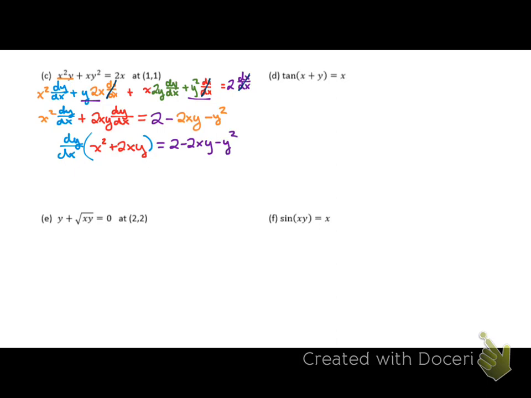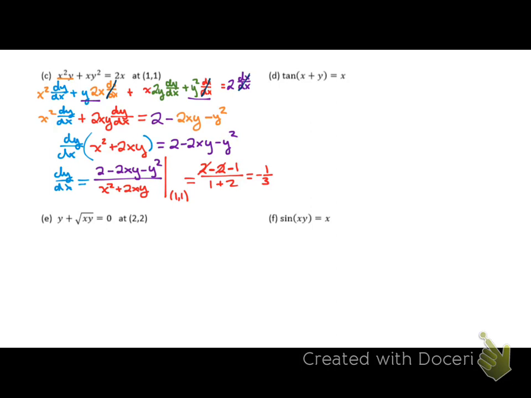If I want to get dy/dx by itself, I'm going to divide by everything that's inside the parentheses, which means dy/dx ends up equaling 2 minus 2xy minus y squared divided by x squared plus 2xy. Now my job is to take 1, 1 and plug it in. So if I plug in 1, 1, then we get, let's see, 2 minus 1, those cancel, and 1 plus 2, which is negative 1/3. That's the answer.